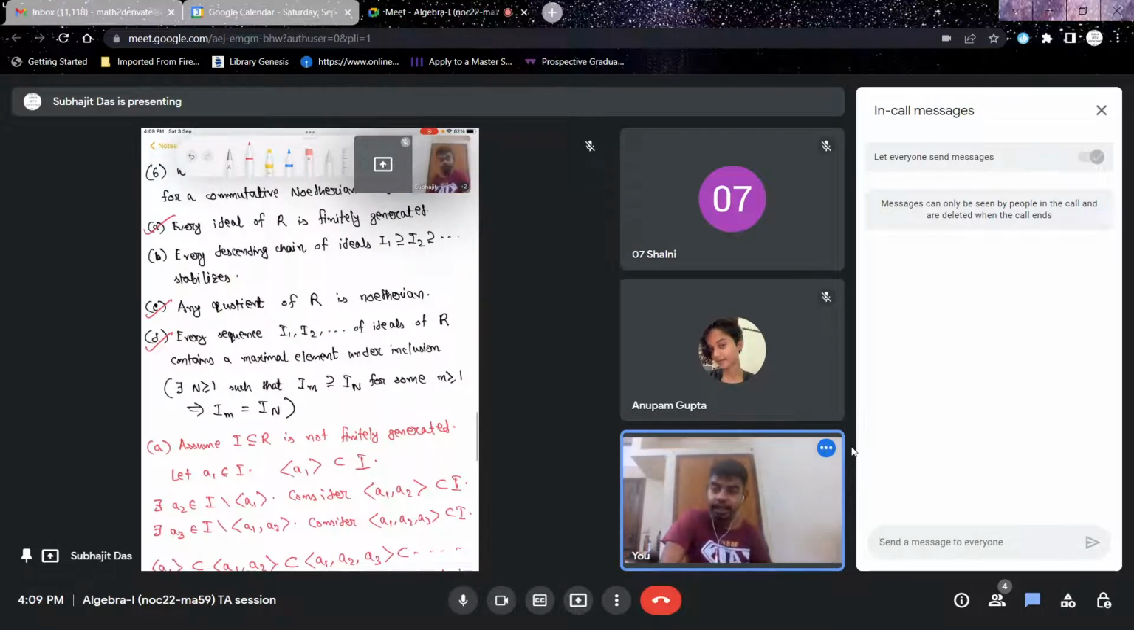By the way, any ring which satisfies this ascending chain condition on its ideals is called a Noetherian ring, and the name was given after the famous lady mathematician Emmy Noether, right? So rings which satisfy the dual property, that is every descending chain of ideals stabilizes, such rings are called Artinian rings. And they were named after Emil Artin. So you guys have seen that book by Michael Artin, right?